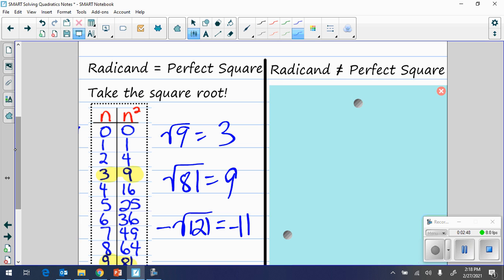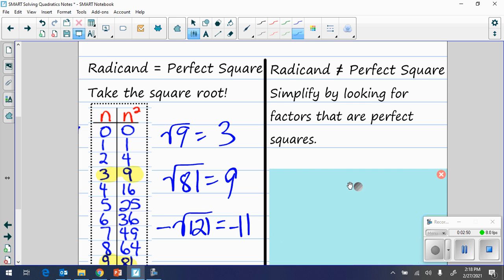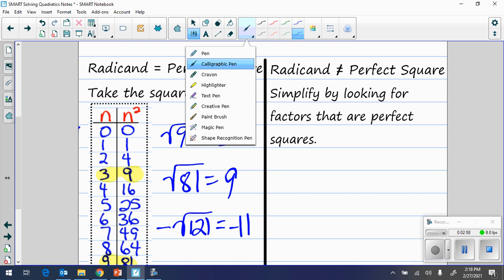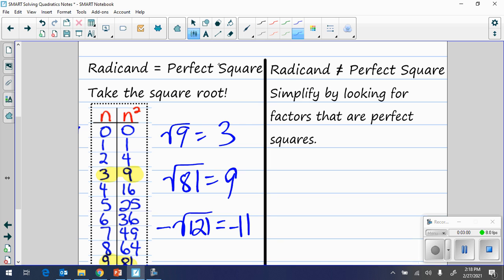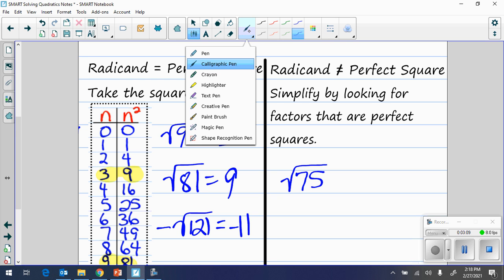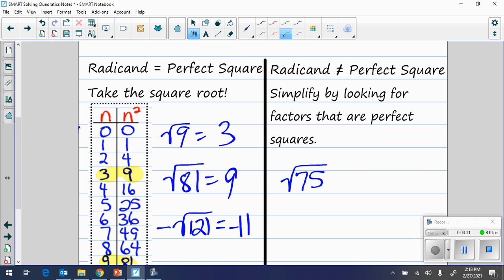Now, if it's not a perfect square, what we are going to do is simplify it by looking for factors that are perfect squares. For example, if I have the square root of 75, that would put me right between 8 and 9. It's not a perfect square.